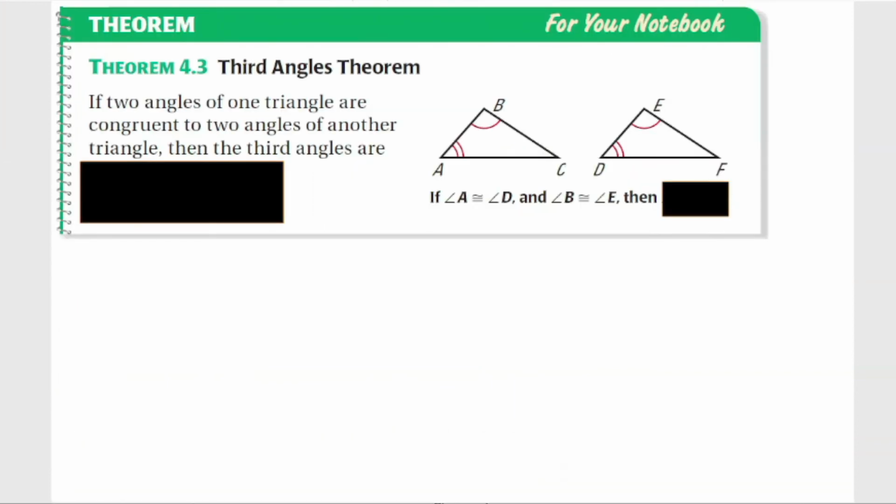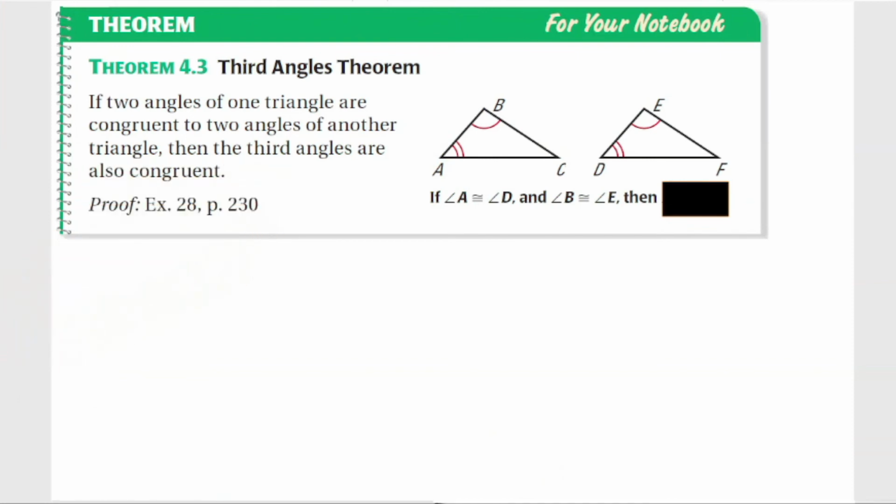Here's just a little bonus theorem that could help us today. Let's say we were able to prove that angle A was congruent to angle D and angle B was congruent to angle E, but we didn't have a reason to say that C was congruent to F. Well, now we have a reason. This theorem is called the third angles theorem. It says that if you can prove that 2 sets of angles are congruent, then you're guaranteed that that third set of angles will match up. The punchline says the third angles are also congruent. If A is congruent to D and B is congruent to E, then C is congruent to F.